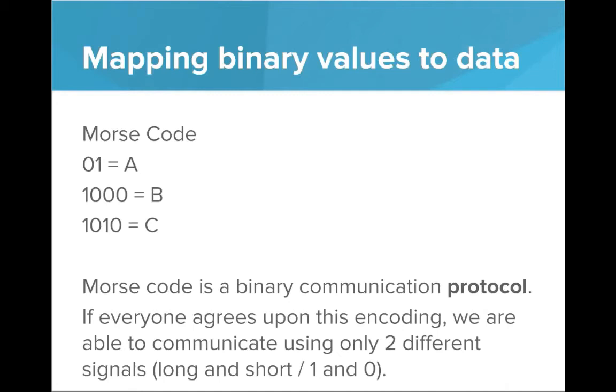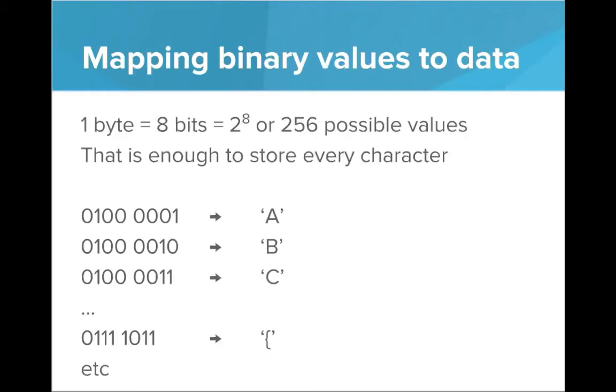Now, computers actually don't use Morse code. This was an old telecommunication protocol when we first started sending telegraphs. What computers use is actually 1 byte, or 8 bits, to store characters. So if we have 8 bits, that's 2 to the 8, or 256 possible values. And that's enough to store every character we would ever want to type. So we simply need to make a full table mapping every possible combination of 8 bits to a corresponding character. So for example, 01000001 could map to A, 01000010 could map to B, and so on.